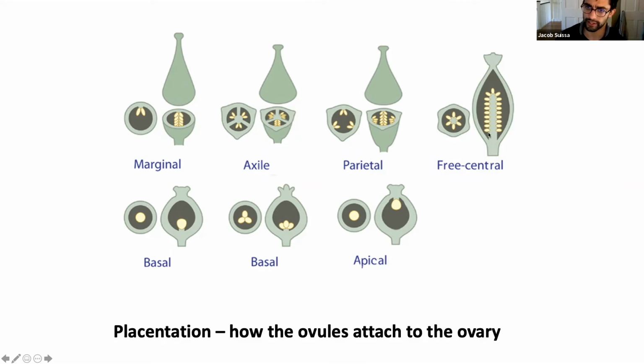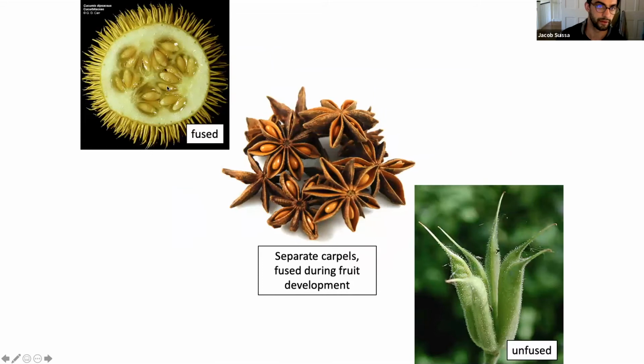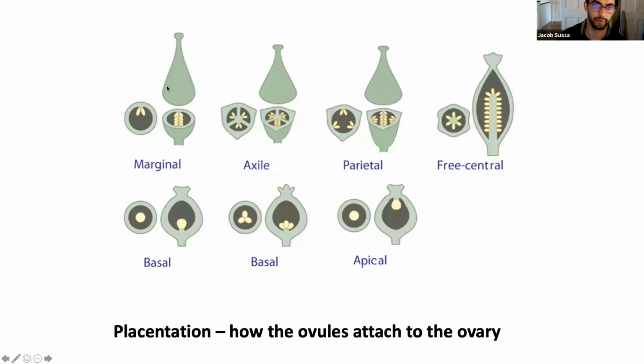One of these ways is free central. So you have this column, and all of your ovules are attached to this column. You can have parietal, where you're attached to the edges of the carpel. There's axial, which you can think of as free central, but with particular locules, or particular carpels. Like this would be one carpel, this is another carpel, this is another carpel.